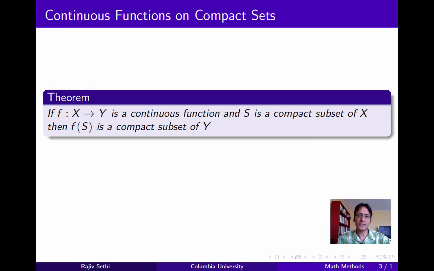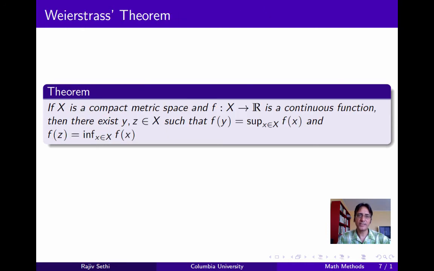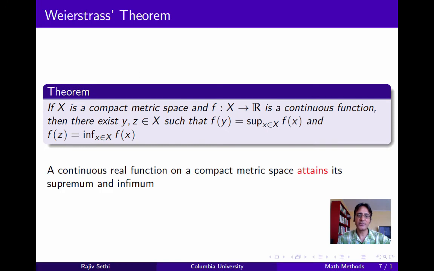If we put these two results together, we get Weierstrass's theorem, which states that a continuous real function on a compact metric space attains its supremum and infimum. Now to see the usefulness of this, think about an optimization problem where a decision maker has a set of actions and associated with each action is a payoff which is a real number. And the problem is to find the action that results in the highest payoff. Now this theorem tells us that such an action exists provided that the set of actions is compact and provided that the payoff function is continuous in these actions.